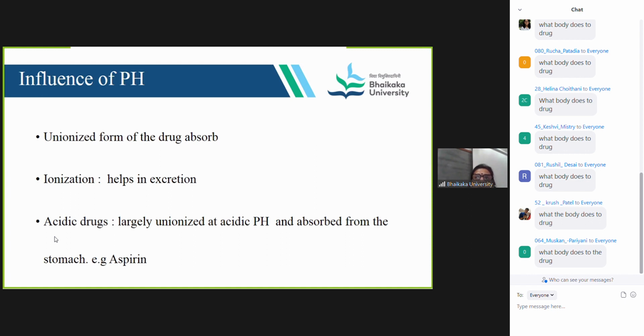But suppose there is aspirin toxicity or aspirin poisoning, and it has to be excreted out from the body. Then you have to make the medium ionized. So if there is poisoning with an acidic drug, you can give a basic substance, so that the drug becomes ionized and is excreted very easily. That is the concept related to pH, but here I am going to discuss only absorption. So remember the unionized form.